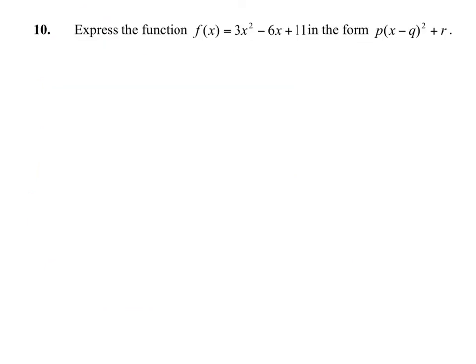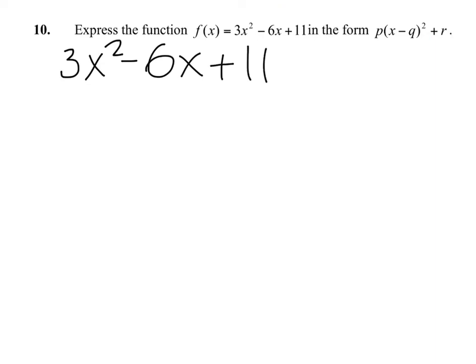Question number 10. We're asked to express the function f of x equals 3x squared minus 6x plus 11 in the form p bracket x minus q all squared plus r. So we should recognise that this form is the one from completing the square. So to get it in this form, we need to complete the square, as we have just mentioned. So first of all, we'll write down the function that we have to begin with. It's 3x squared minus 6x plus 11.